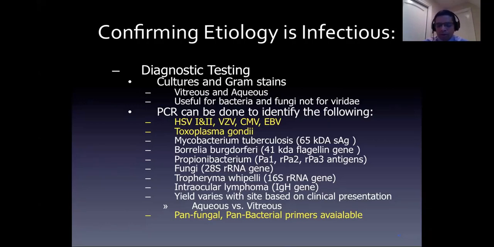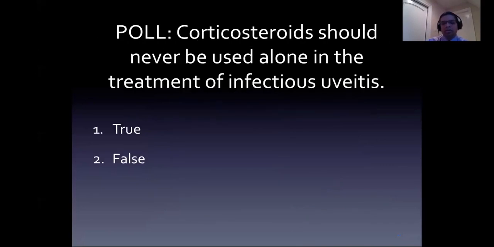There are now, in certain large academic centers in Western Europe and North America, and even in academic centers in Southeast Asia, access to pan-fungal and pan-bacterial primers, with multiplex PCR technology now being available, with very tiny quantities being able to deduce the underlying forensic DNA analysis of the aqueous, if you will, that can be very helpful in delineating what the etiology of the inflammation may be.